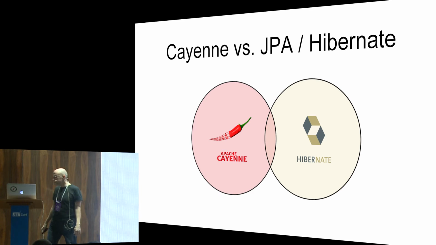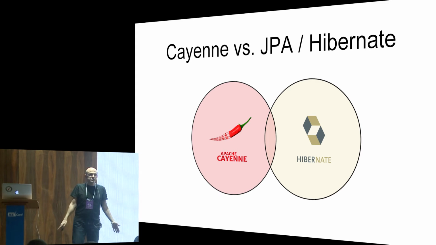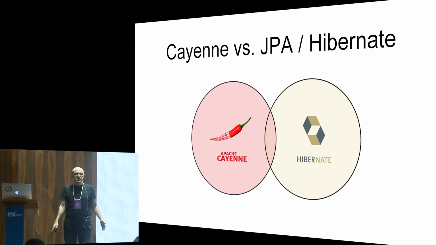So now the interesting part, Cayenne versus Hibernate. I'm sure many of you, if you work with a database, I've still seen some projects that are done in pure JDBC, and of course, there are things like MyBatis and so on, but the majority are still using Hibernate or JPA, right?